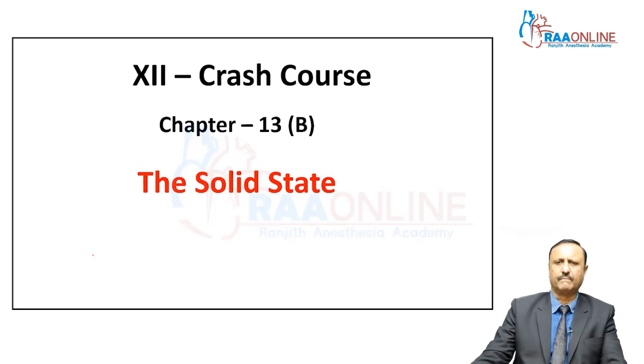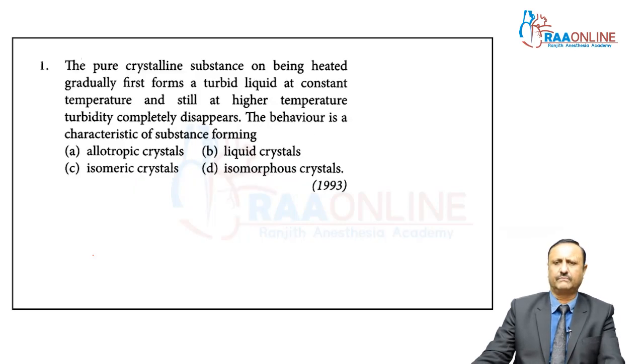Now, my dear students, we can take the first question, which was asked in 1993. Here you can see the first question in this crash course: a pure crystalline substance on being heated gradually first forms a turbid liquid at constant temperature, and still at higher temperature turbidity completely disappears. The behavior is a characteristic of substance forming what? What is the behavior of that solid?